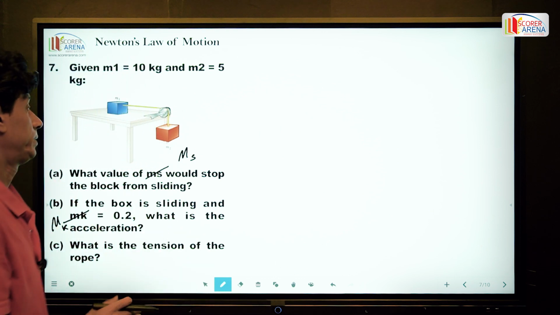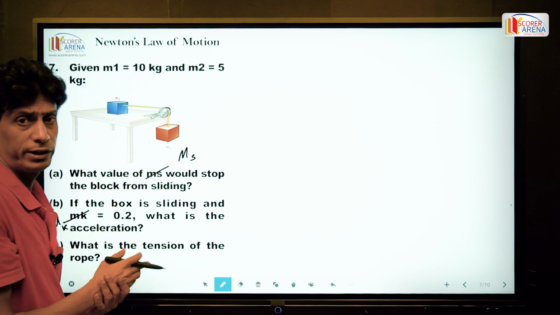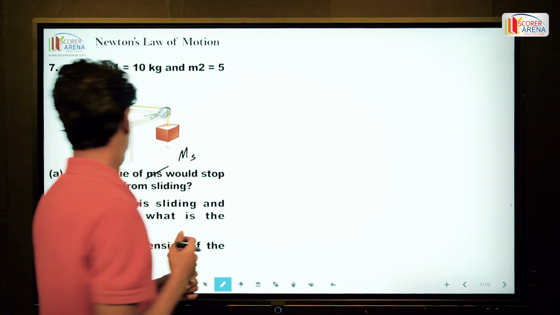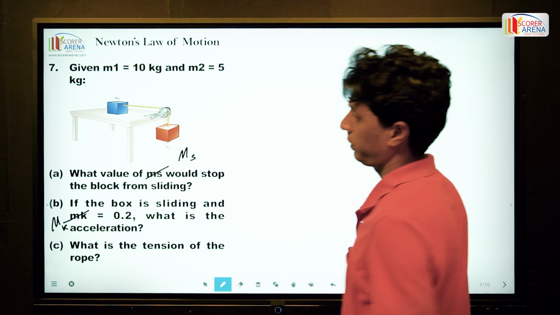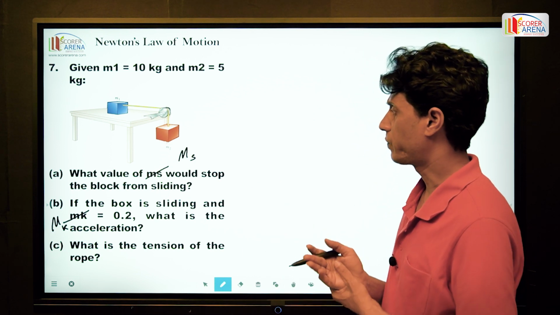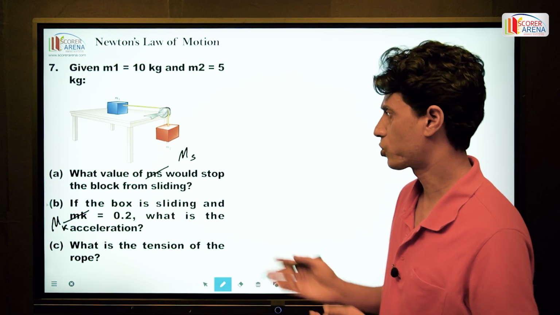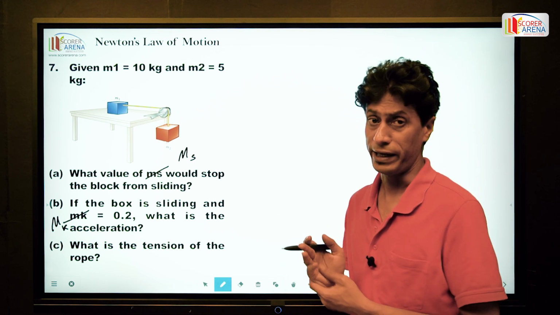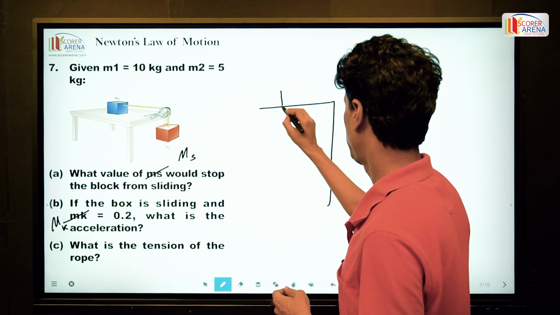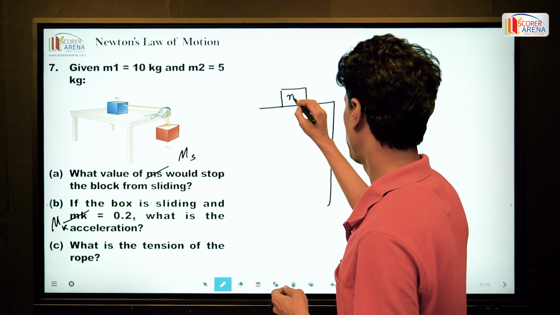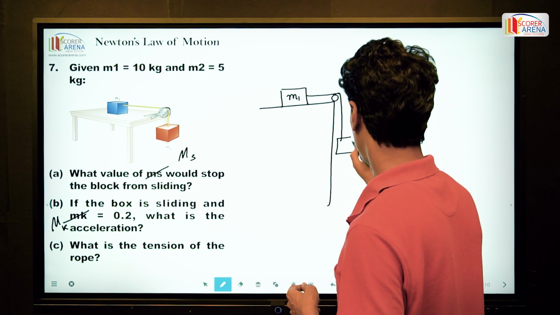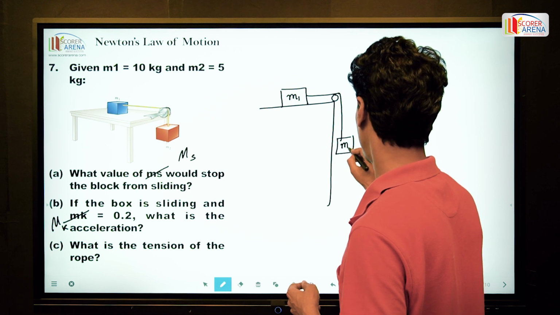Question 7. A body is placed on a table and another body is connected by the string passing over the pulley. Here there are no options given, A, B, C. Three questions are asked here. The first question is what value of mu s would stop the block from sliding, and here one body M1 is placed and the other body M2 is connected by string passing over the pulley.